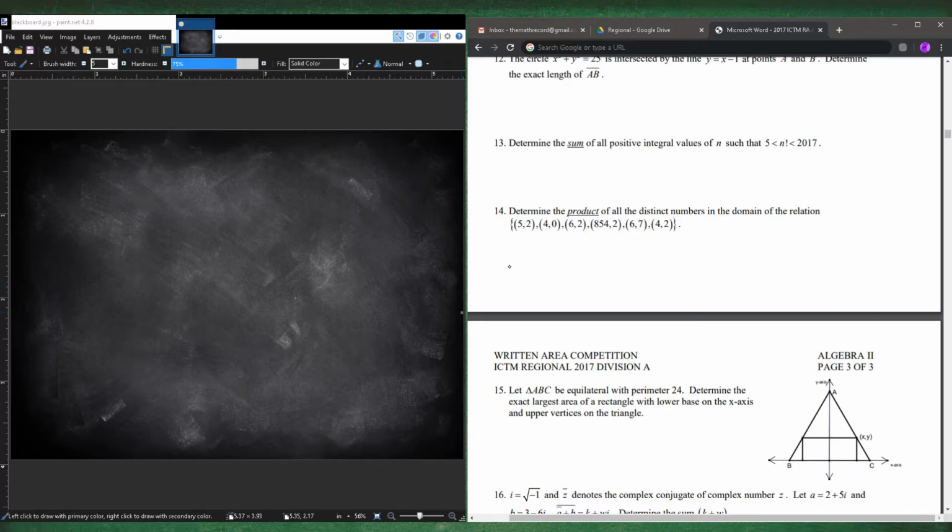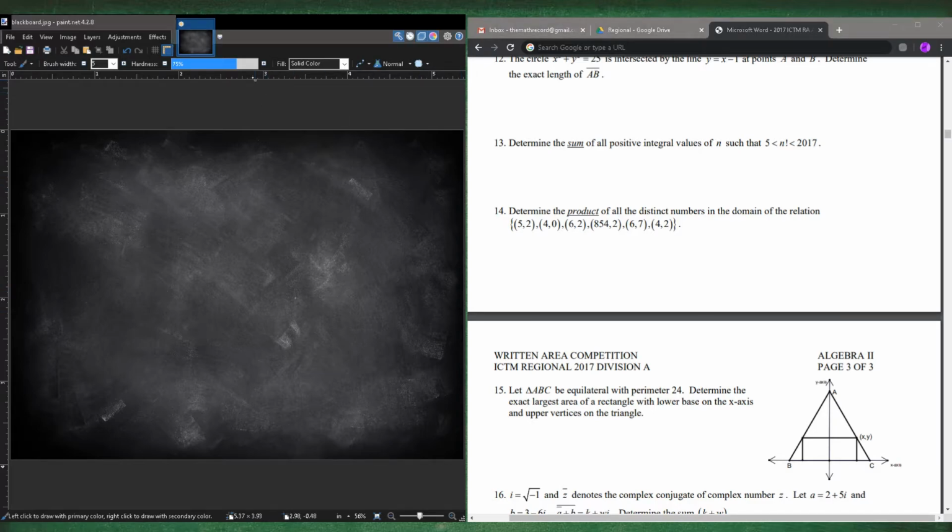So the domain means the x-coordinate. So basically, what numbers do we have in the x-coordinate? We have a 5, we have a 4, then we have a 6, then we have 854, then we have a 6, and we have a 4. Okay, so 6 repeated twice, so we don't need the 6, and 4 repeated twice, so we don't need this 4. Now we just need to multiply all these numbers.